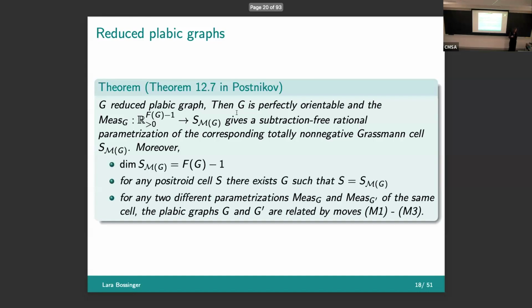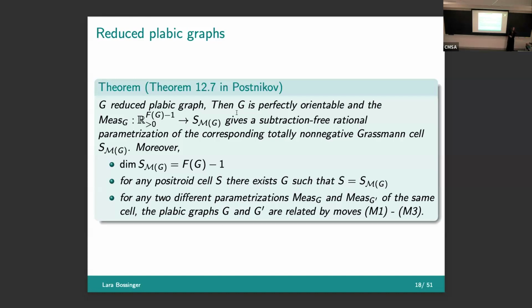And we have some more consequences here. From the plabic graph, we can read off the dimension of the cell. It's going to be given by the cardinality of the set of faces of the graph minus 1. And moreover, if you have another cell that is a positroid cell, then this result tells us that there exists a plabic graph so that the cell is obtained. So any positroid cell has associated with it a class of reduced move-equivalent plabic graphs.